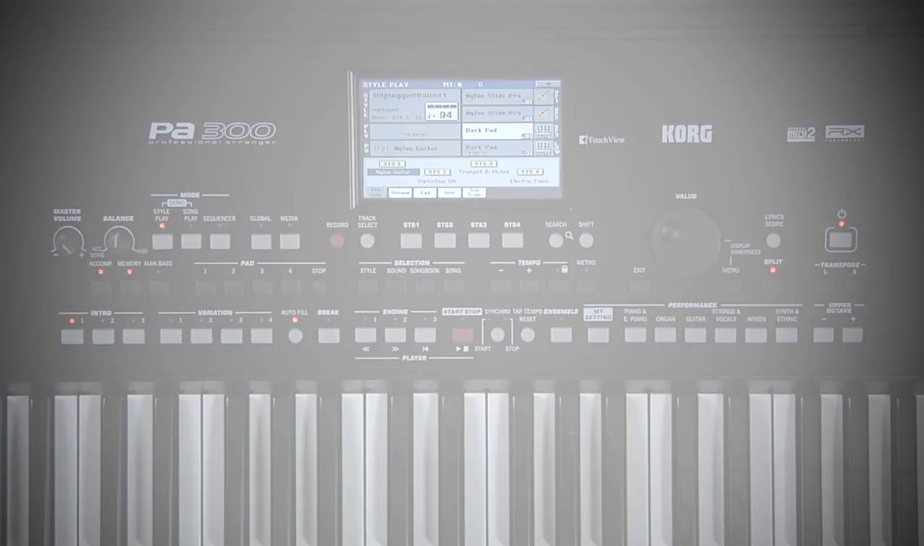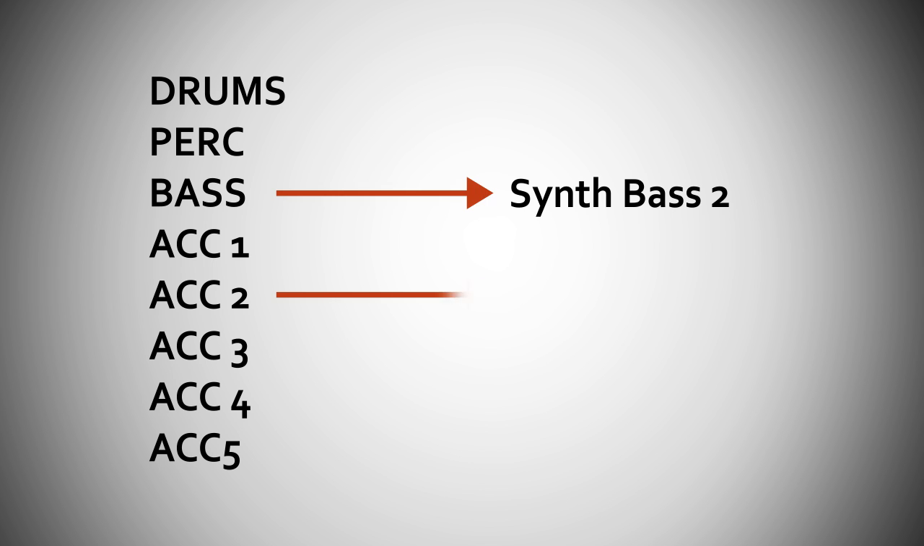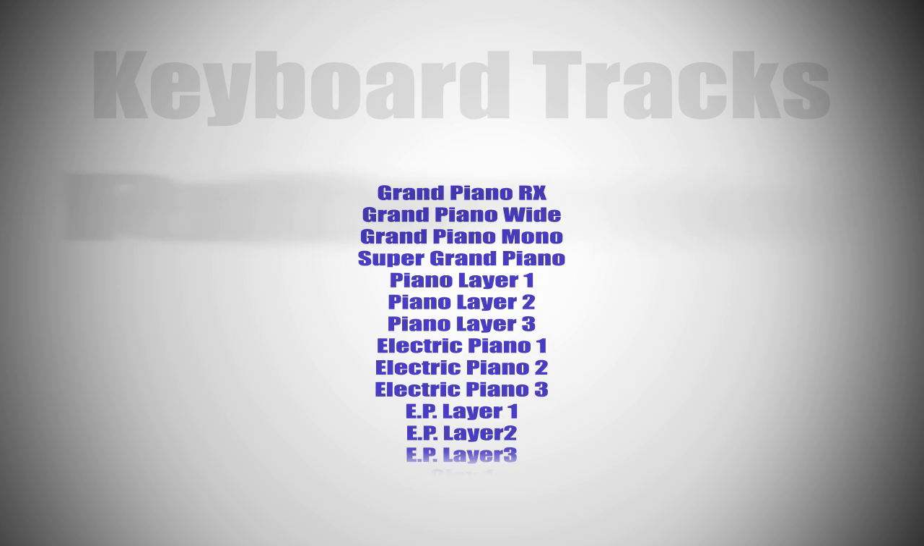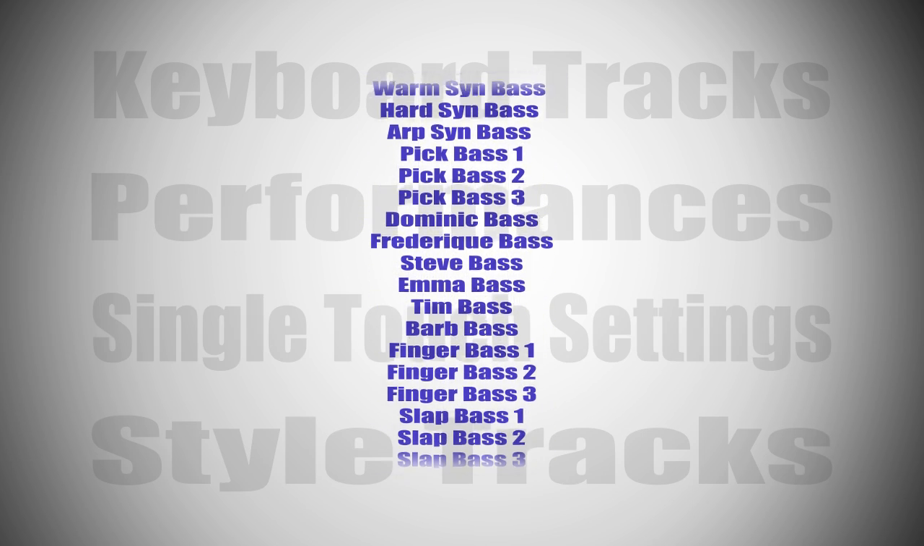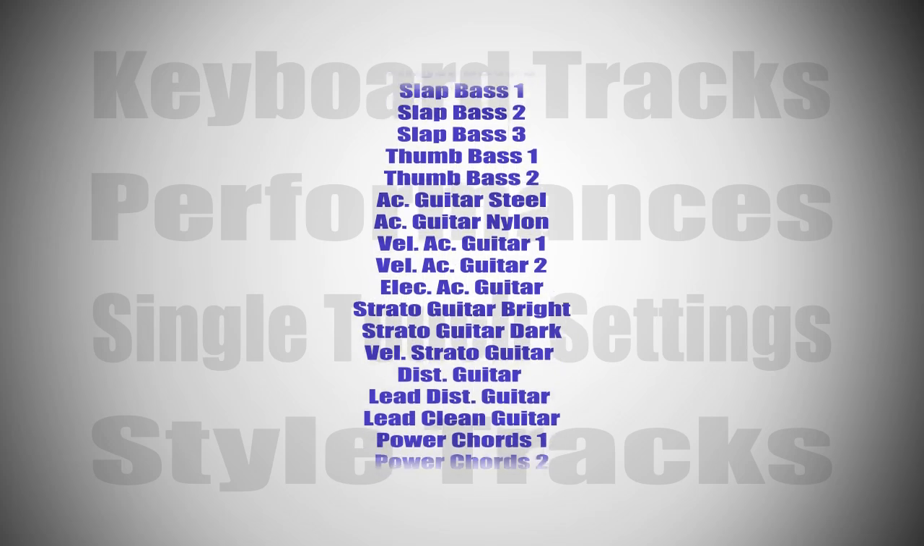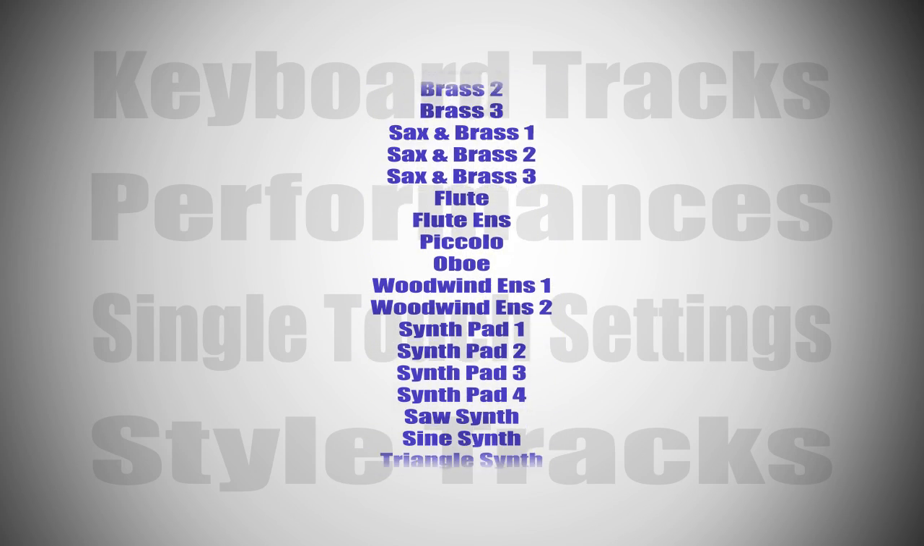Sounds are also used by the different tracks of the style accompaniment. For example, the bass track might use a synth bass sound, another track might use an electric piano sound, etc. This will be explained in the Styles chapter. So basically, the keyboard tracks, performances, Single Touch Settings, and style tracks are all accessing the same library of sounds inside your PA300. And there are hundreds to choose from, so the possibilities are endless.